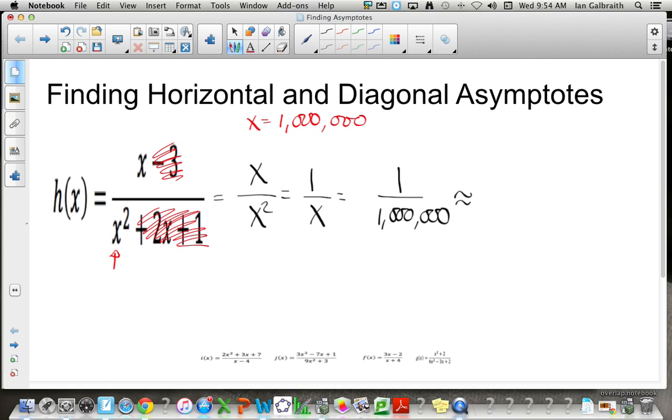This is 0.000001. It's really pretty much the same as 0. Okay? And now imagine as x gets bigger. What if x is a billion, a trillion, a quadrillion? That number is getting smaller and smaller and smaller. Eventually, it will be 0.